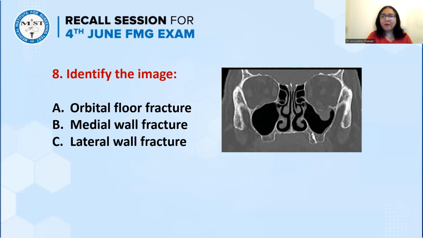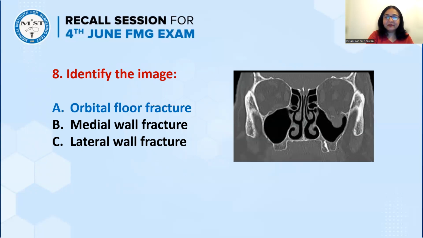If you can improve upon the choices or recall the case scenario, please add on in the comments over here. But the right answer to this question was the blowout fracture of the orbital floor, which usually occurs following severe blunt trauma to the orbit.